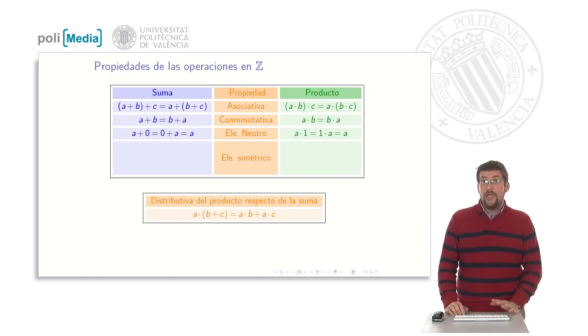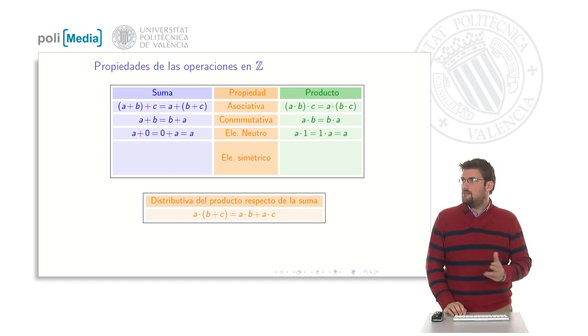Therefore, we have that the set of integers satisfies the associative property, the commutative property, and the property of the neutral element. The distributive property is also satisfied, which is the one at the bottom. It is the product with respect to the sum. What differences are there? Why do we need to remember the properties of the integers? These same properties hold for the natural numbers. What differences can we find here?